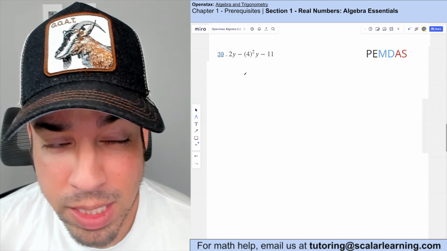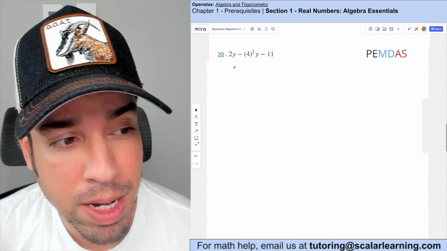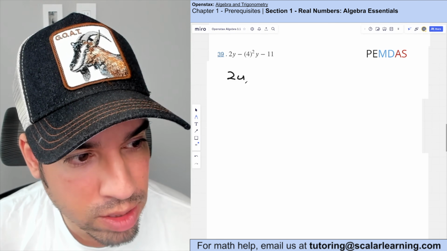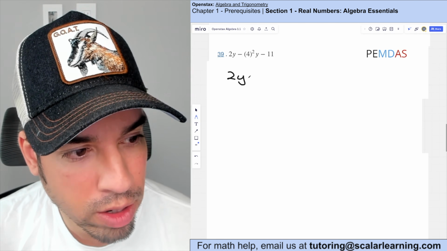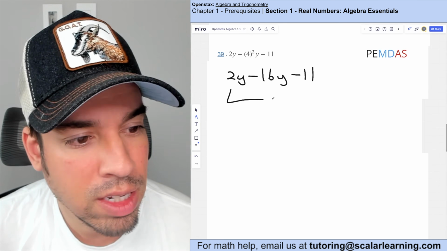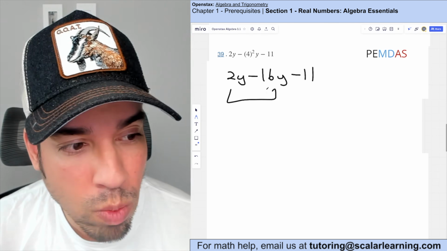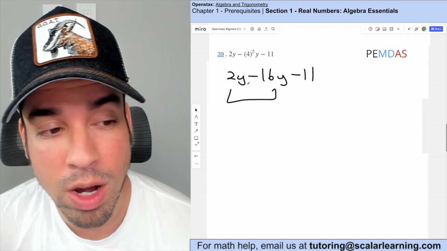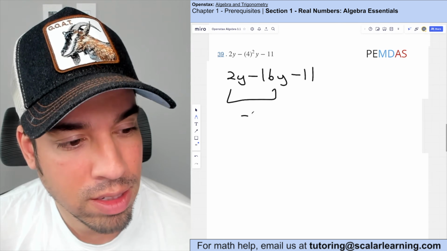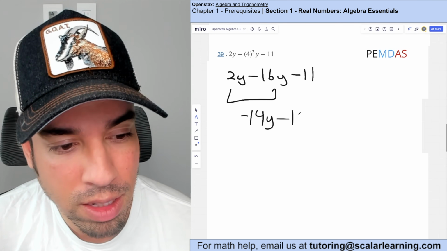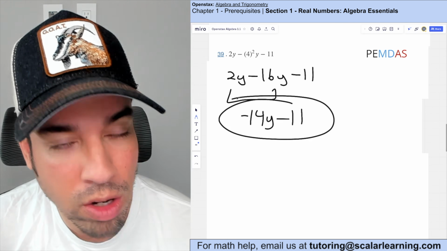And these questions were meant to simplify, aka combine like terms. So first, I'm going to simplify all of these operations. So 2y stays as is. 4 squared is 16, and then minus 11. These are like terms because they both have the variable y. So it's just like 2 minus 16. It's just 2y minus 16y. So what's 2 minus 16? It's -14. The y just stays there with it. Minus 11. These are not like terms, so we are done.